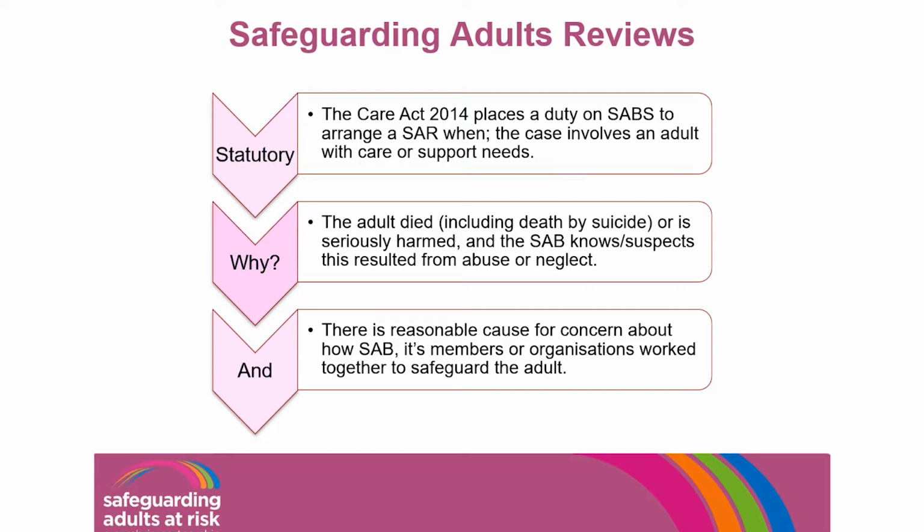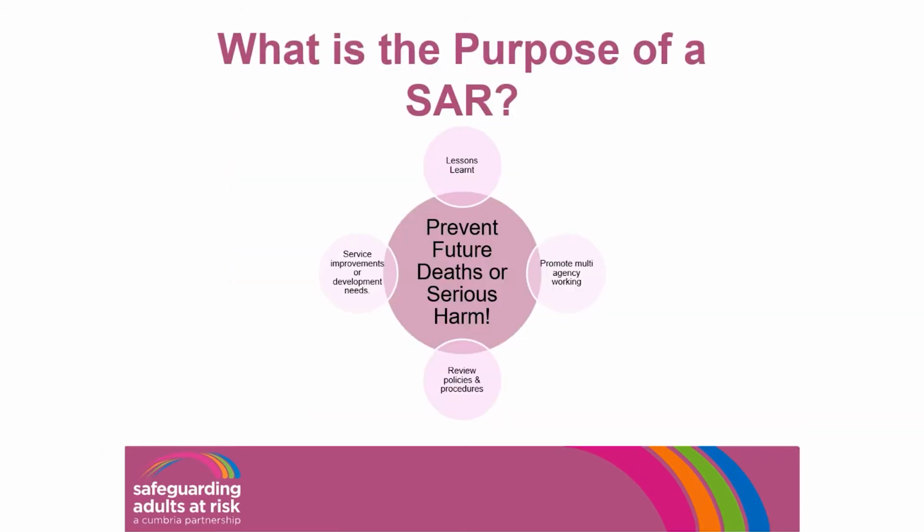Another key element of the safeguarding adults review criteria is that there needs to be reasonable concern about how members, multi-agencies and organisations work together to safeguard the individual or the adult involved. For the purpose of this definition, significant harm for a SAR criteria is defined as a life-limiting incident, which also includes psychological harm from which there will be no recovery. If we can just move on to the next slide, please, Colette.